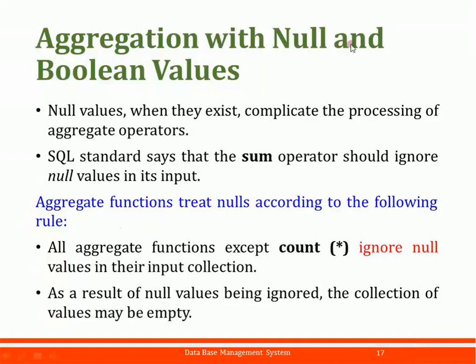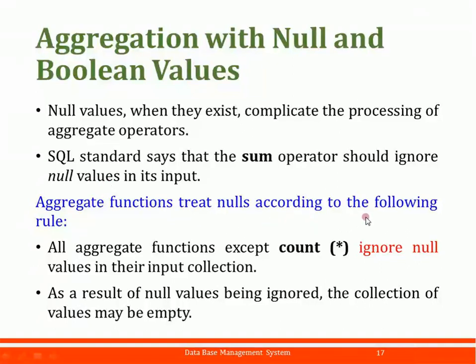Now, aggregation with null and boolean values. Null values will appear in your tuples. When null values are present in the relations, they will complicate the processing of the aggregate functions. Wherever you have null values, that will definitely complicate your operations. Here also, in the case of aggregate functions, it will complicate your result. The SQL standard says that the sum operator should ignore null values in the input. If null values are present in your input, then the sum operator should not use them.